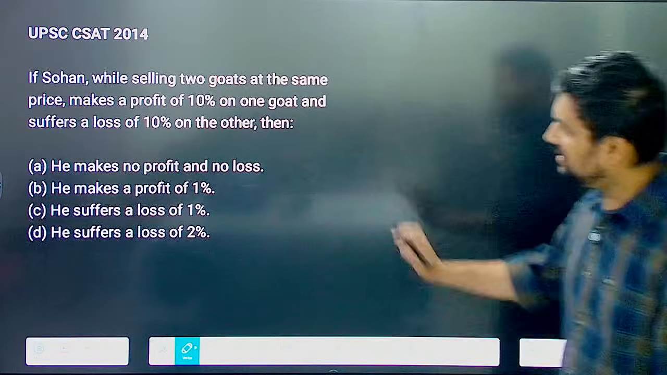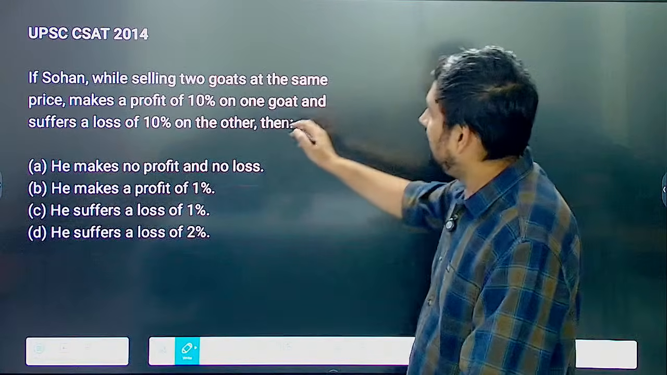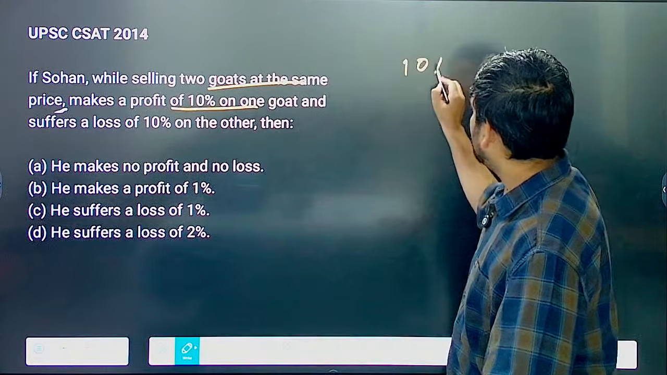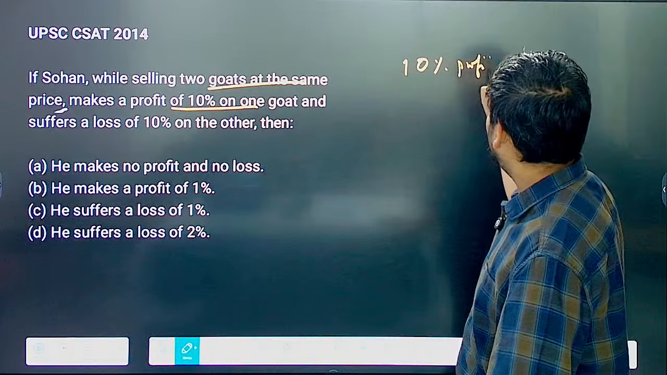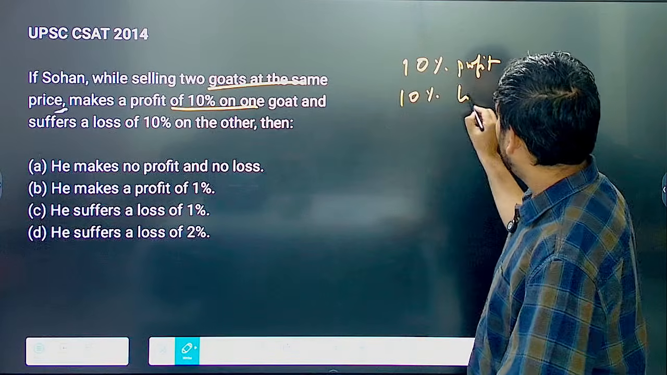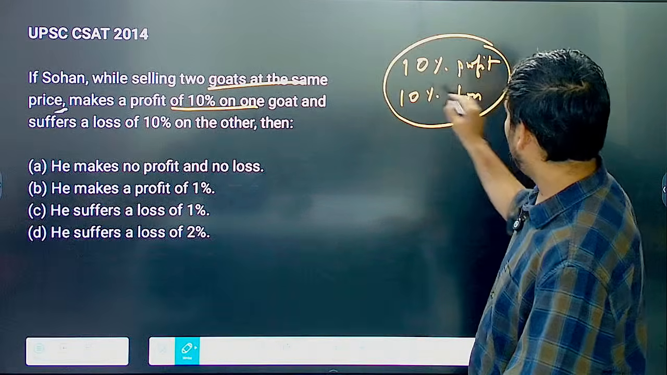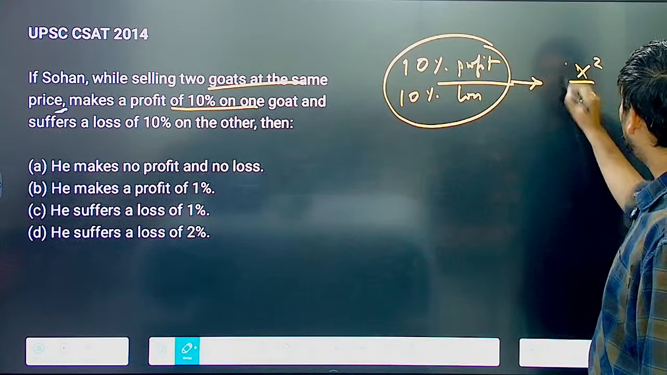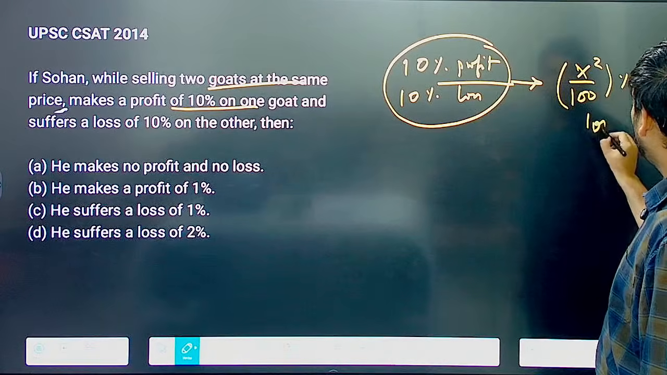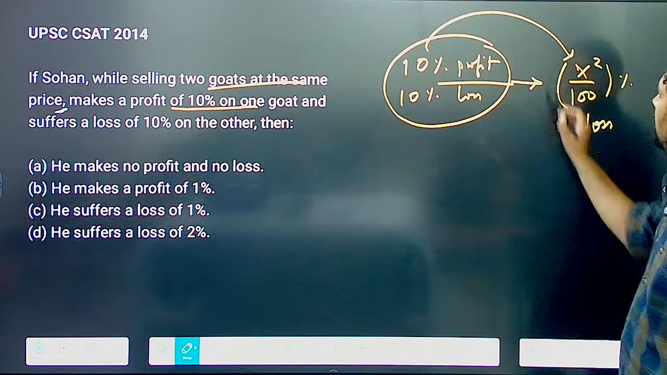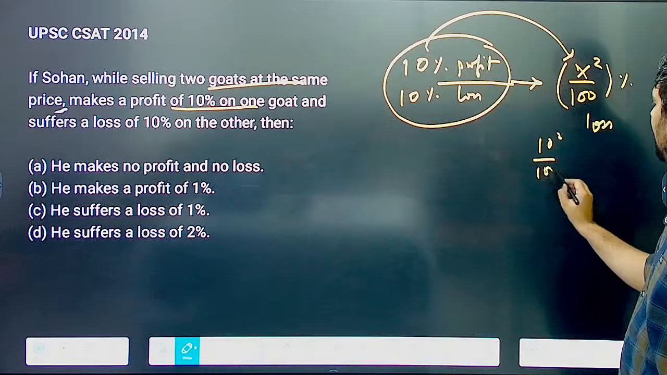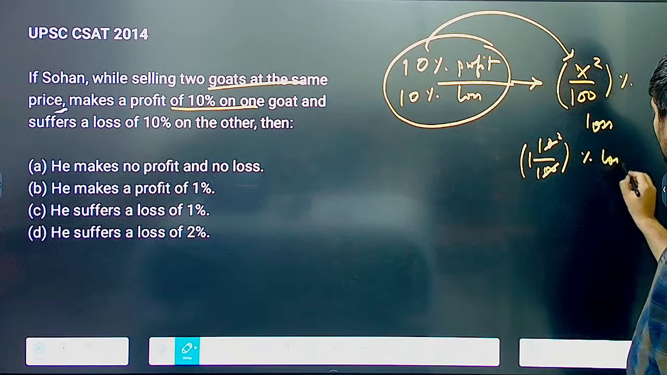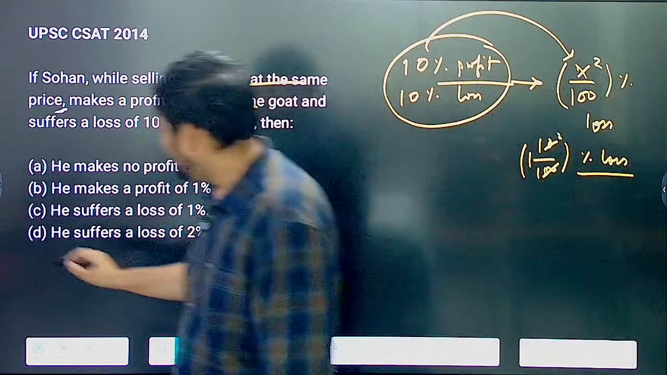So the basic thing is, this is the same format question. He is selling two goats at the same price. At one he is making 10% profit, and at the other he is facing 10% loss. So overall what will he face? X square by 100% loss. Now you put the value of 10 here. What will you get? 10 square by 100, that is 100 by 100, that is 1. So 1% overall loss is what he will experience.